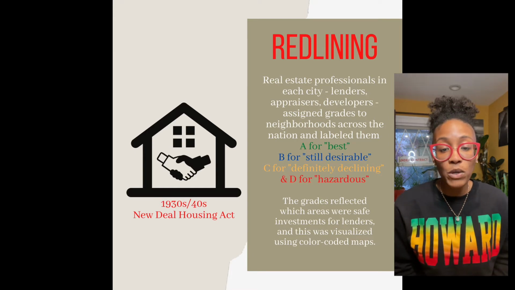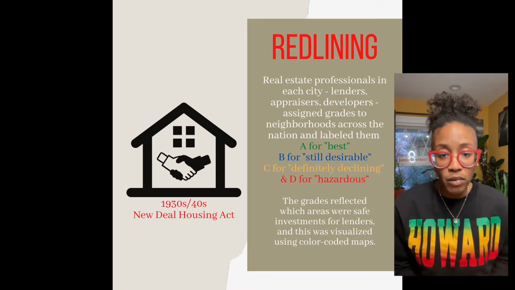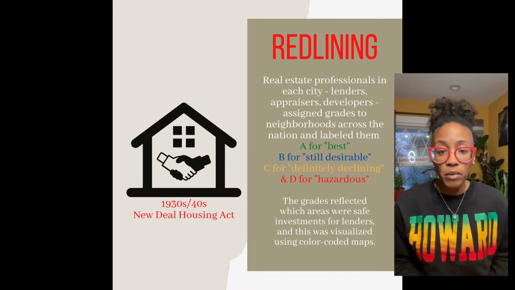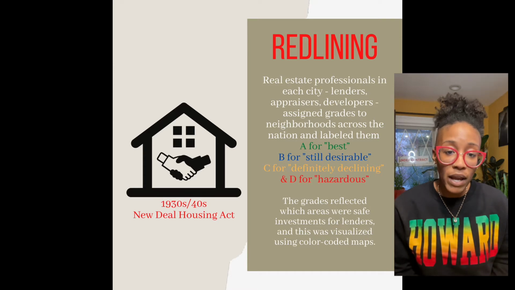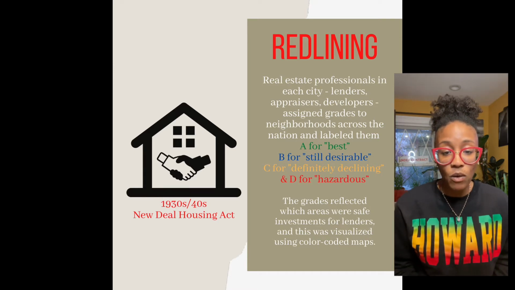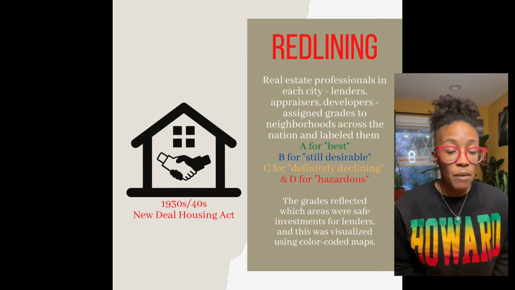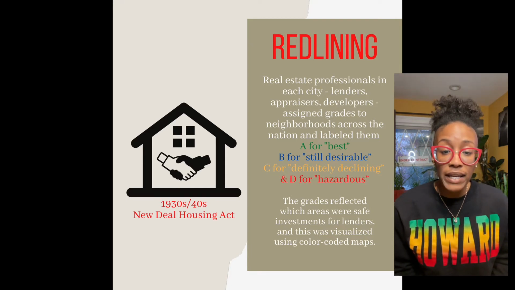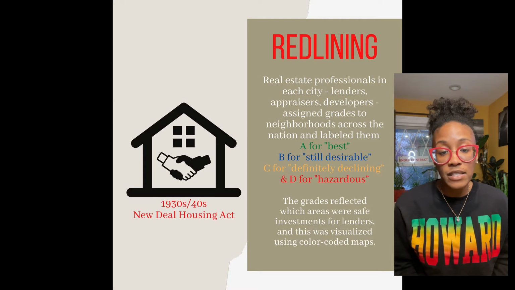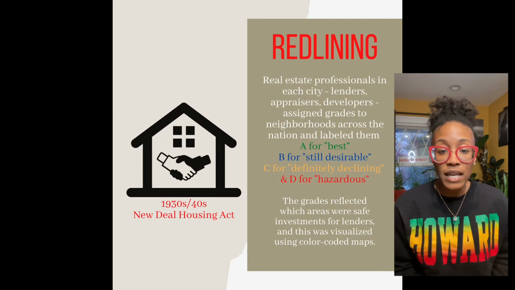So what happened was real estate professionals, your appraisers, your land developers, and all the sort, would go to different neighborhoods and grade them. The best neighborhoods were A, the next best were B, the neighborhoods on a decline were C, and the neighborhoods that were hazardous were rated D. The grading system reflected which areas it was safe for the lender to lend in, and this was visualized using color-coded maps.